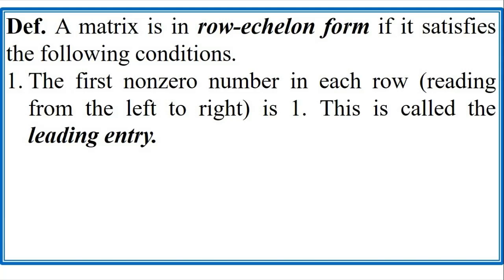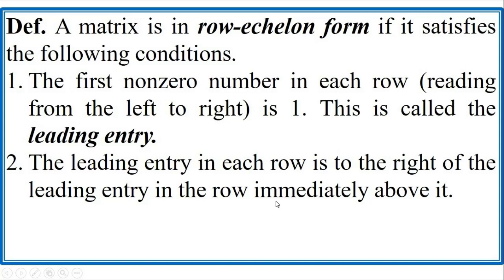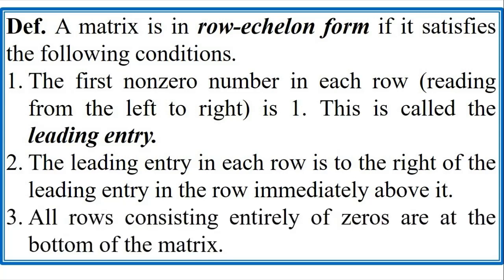First, the first non-zero number in each row is 1, and that is called the leading entry. Next is the leading entry in each row is to the right of the leading entry in the row immediately above it. And lastly, all rows consisting entirely of zeros are at the bottom of the matrix.